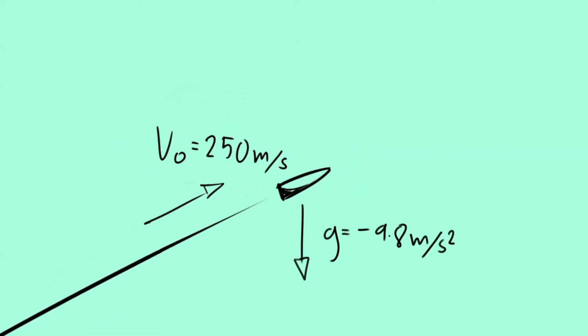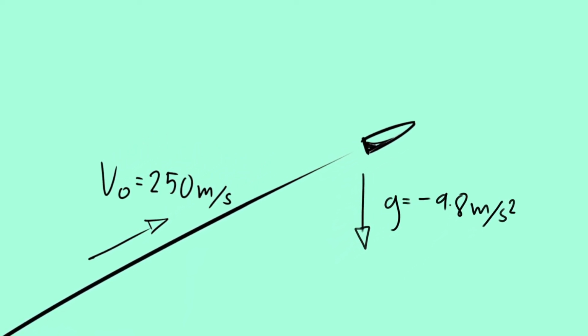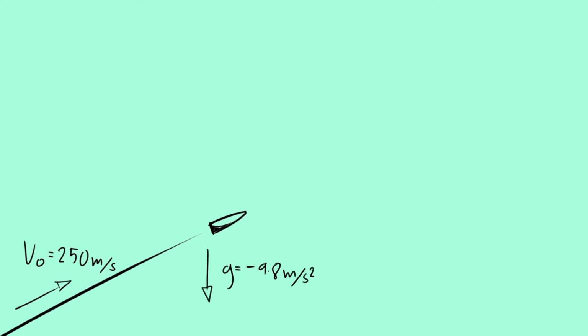Given in the problem is the initial velocity, which is 250 meters per second, and that the bullet is moving upward. We can infer that the only acceleration acting on the object is the constant downward acceleration g due to gravity, which is approximately negative 9.8 meters per second squared.